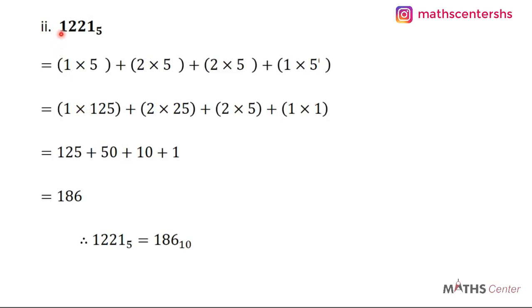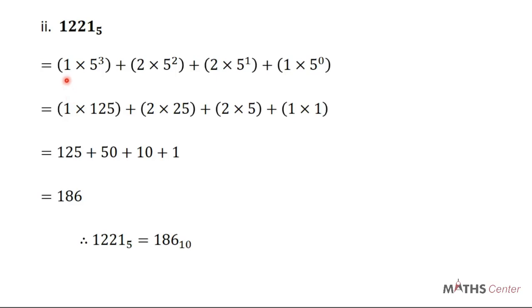So we have 1121 base 5. So what you do from here is that first you multiply each of the digits with the base. So you multiply 1 with the base, which is 5. You multiply 2 with the base, which is 5. You multiply 2 with the base, which is 5. Then you multiply the last one, 1 with the base, which is 5. Then from here you order it. So the first one beginning from right is 0. The next one is 1. The next one is 2. Then the next is 3.